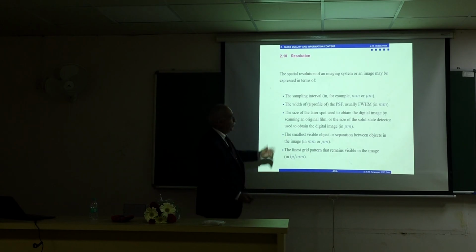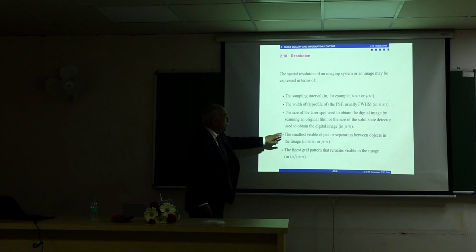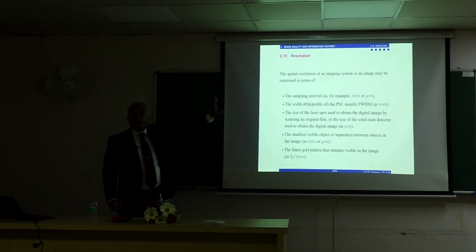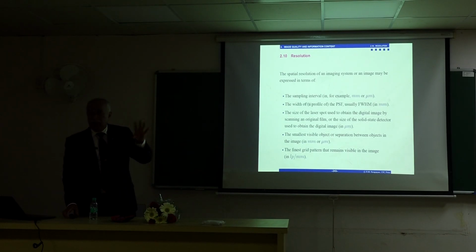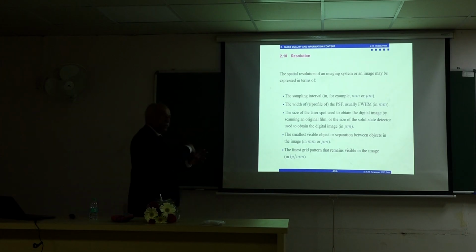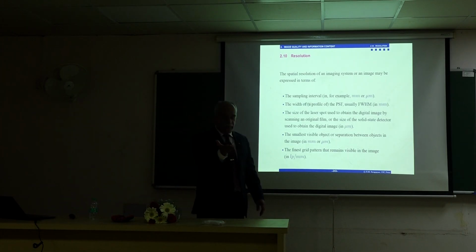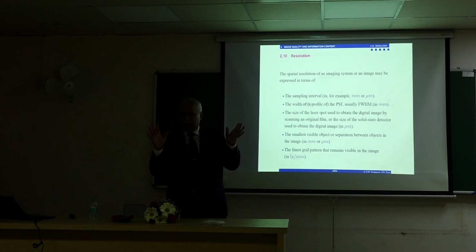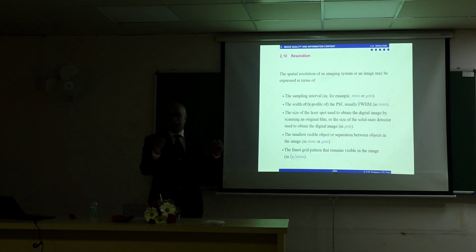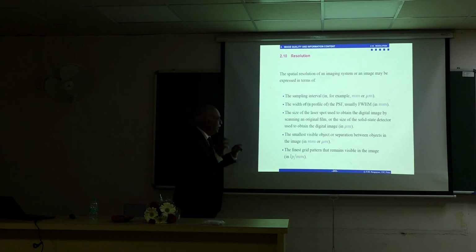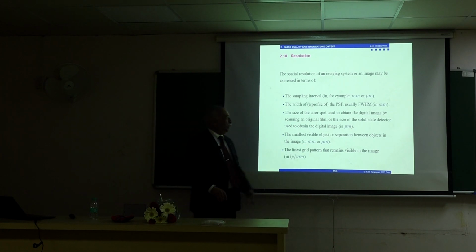The size of the laser spot, as I said, what is the diameter or radius of that? Typically micrometers, if you're scanning a film or you're scanning some object. The smallest visible object. Now these are related to the imaging process, image data acquisition. Suppose all of that has been done and you are given a picture. So what is the smallest object I can detect? 1 millimeter, half a millimeter, or 1 centimeter? So that will be in millimeter or micrometer.